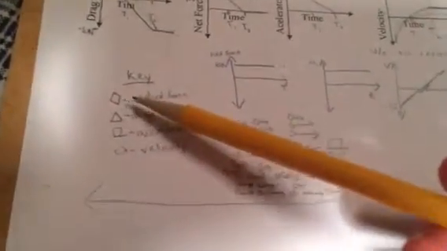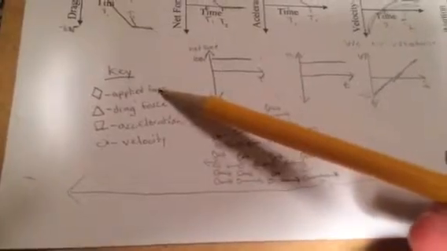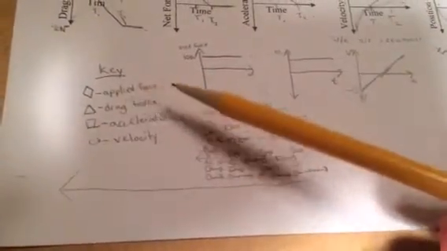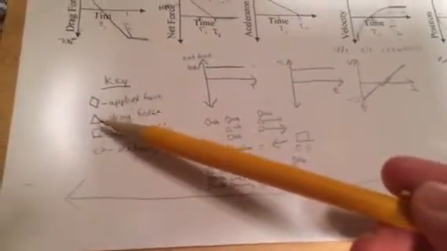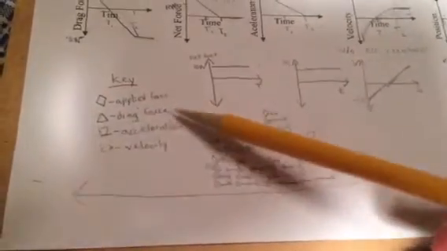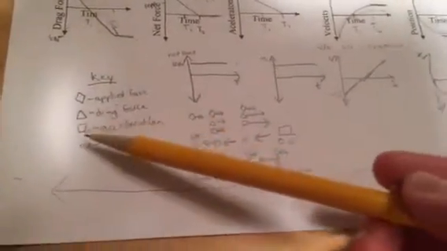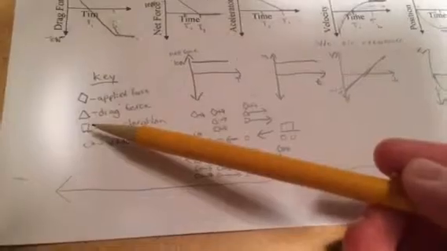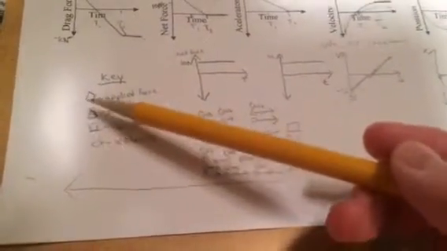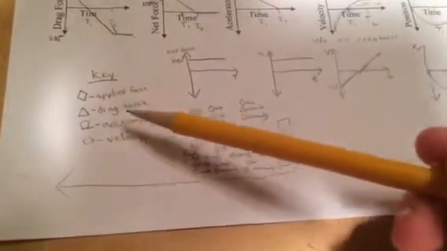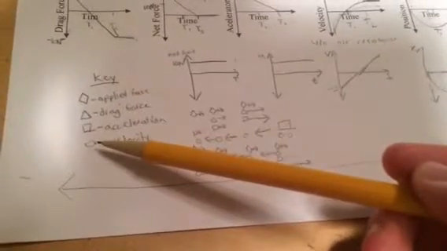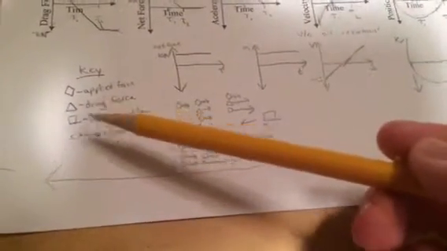A diamond will be the applied force from the rocket, which is a constant force of 10 newtons in the positive direction. The triangle will be the drag force, which will be opposing the direction of velocity. The acceleration will be the square, and that will be dependent on these two forces. And then you have velocity, which is dependent on acceleration, and it's a circle. So I have negative in this direction, positive this direction.